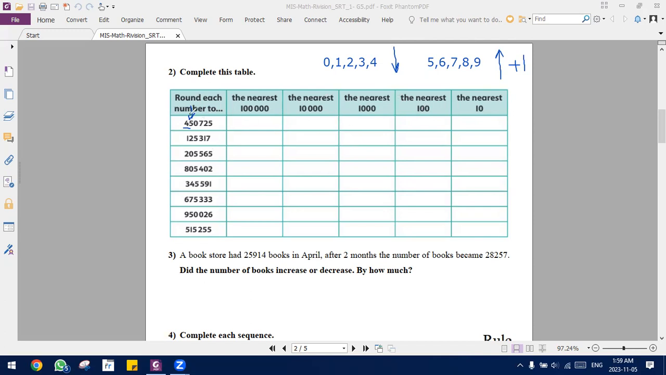Now let's solve that first question. We have 450,000 as we said. I'm looking at 5. Is it round up or down? It's round up. 5 means round up. So what do I have to do now? I should add 1 to the underlined value, which is 4. So 4 plus 1 will be 5. Now, all the values after the line will be written as 0. 1, 2, 3, 4, 5. So I have 5 zeros.